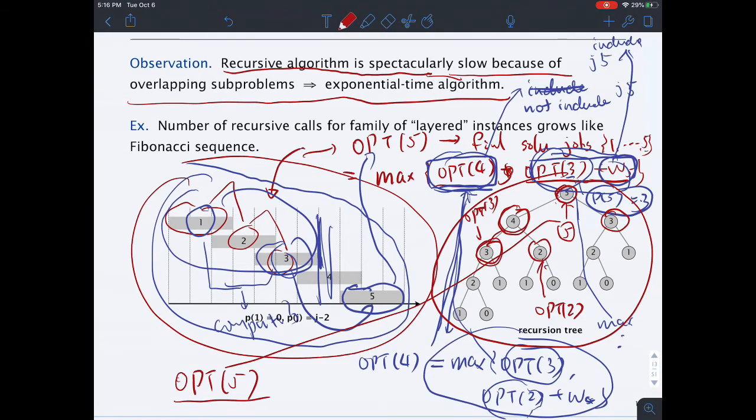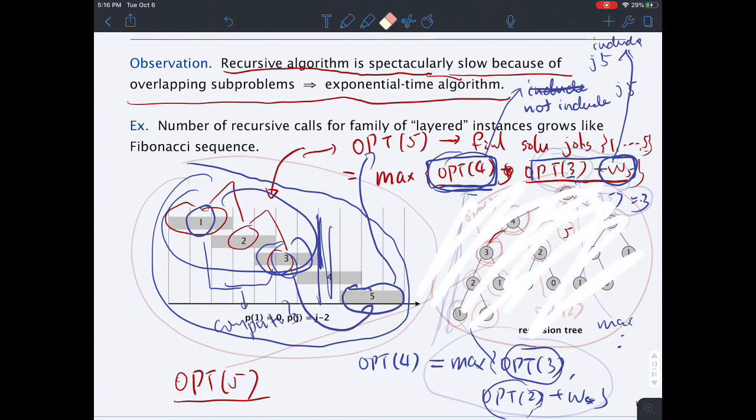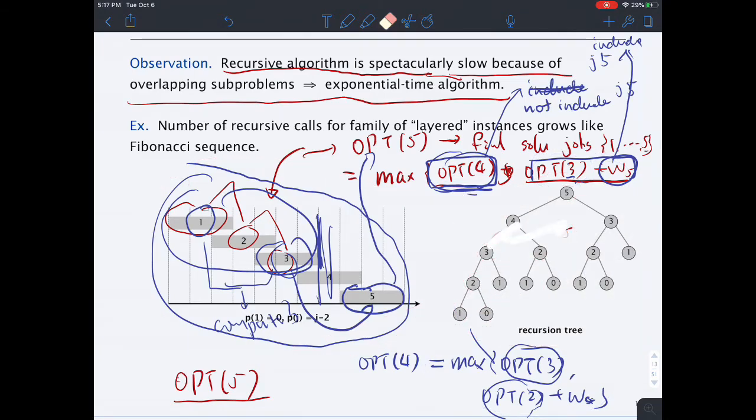And in order to solve Op3, I need Op2 and Op1. Op2 breaks down to the basic case that doesn't need recursion anymore, right? So this is the entire recursion tree. What can we observe here? Let's erase what I'm drawing here, because I just want to see the observation.